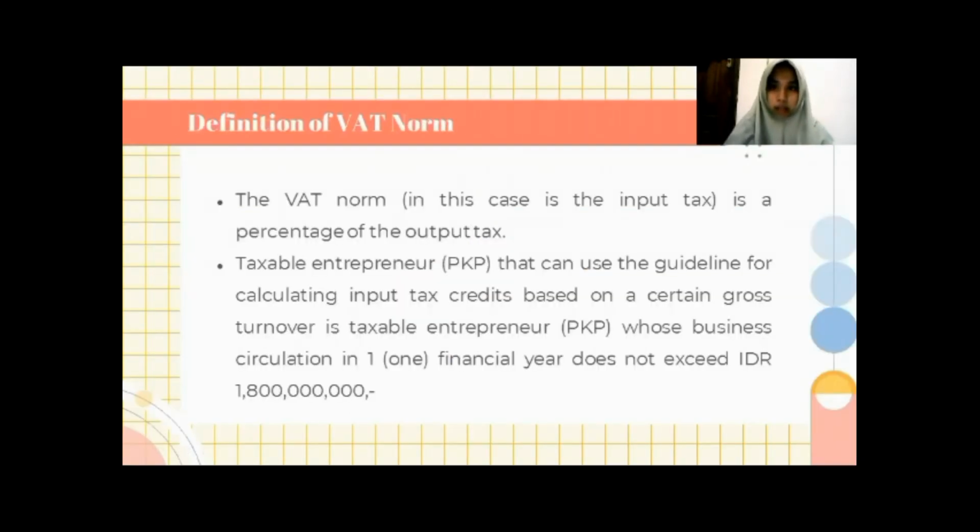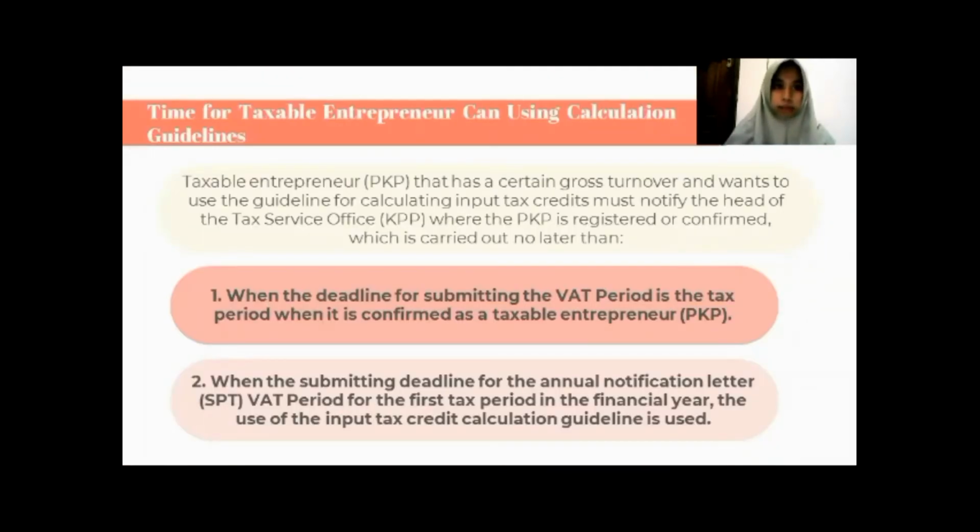First, I will explain the definition of VAT norm. The VAT norm in this case is that input tax is a percentage of the output tax. A taxable entrepreneur or PKP that can use the guideline for calculating input tax credit based on a certain gross turnover is a taxable entrepreneur whose business circulation in one financial year does not exceed 1.8 billion rupiah.